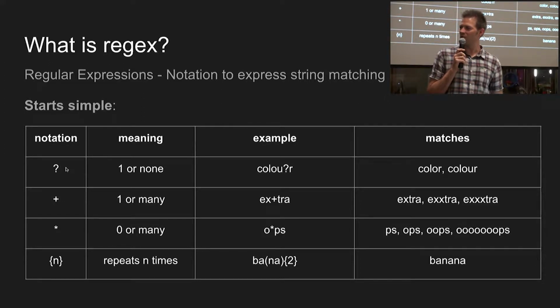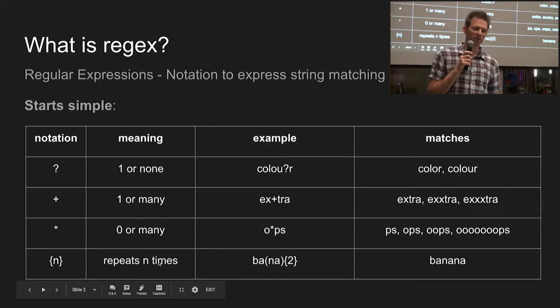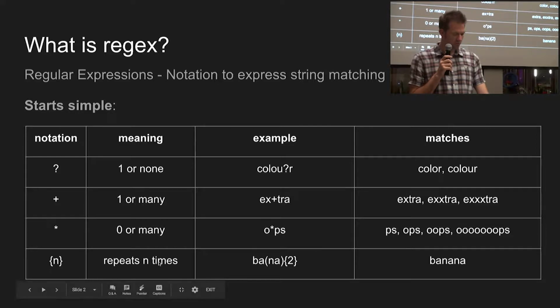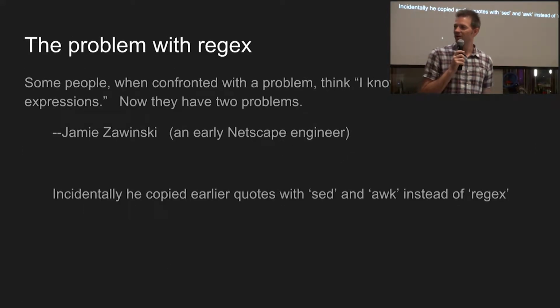Here are just some simple notations to start off. Question mark means whatever it's referring to, match 1 or none times. Plus is 1 or more. Star is 0 or more. And if you put in those little curly braces, it repeats however many times you put in there. So we'll go to the next one here.